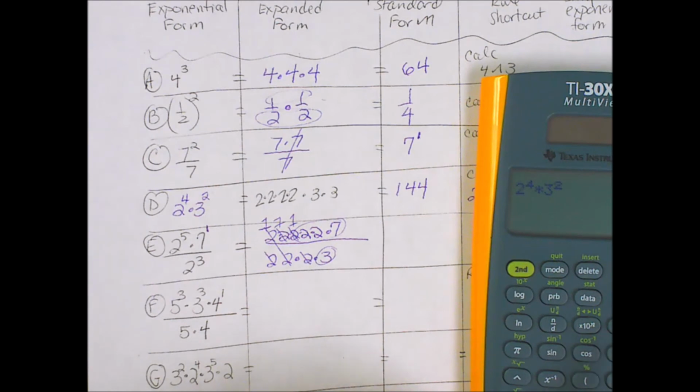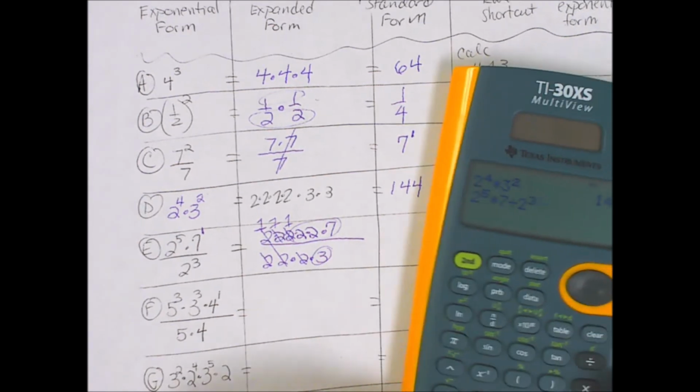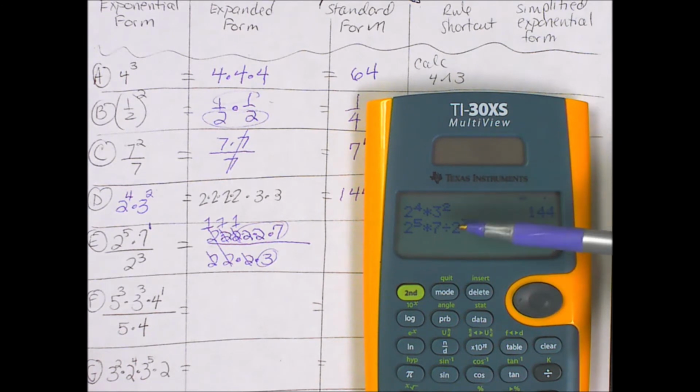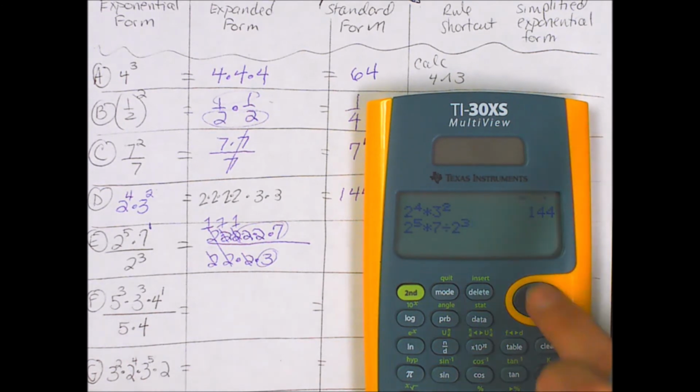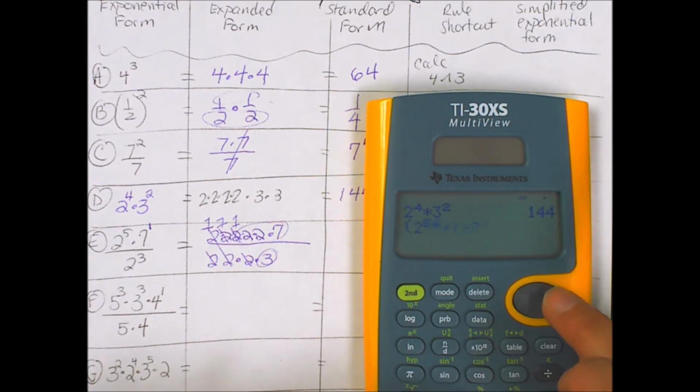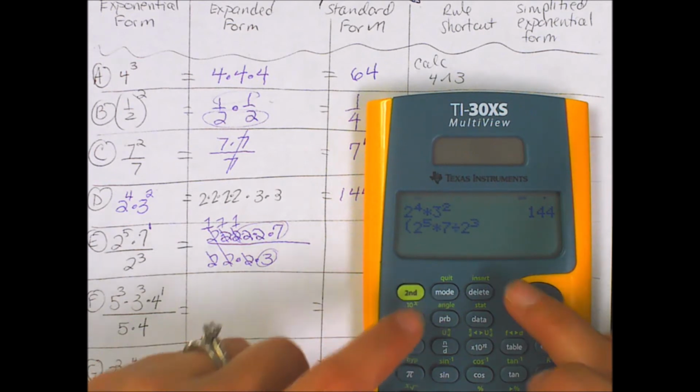I'm going to check my answer in the calculator. 2 to the 5. I'm going to show you something wrong in a second. Divided by 2 to the 3. If you did this in the calculator, especially if you have an older calculator, this is how you would put things in, and it would be wrong. Because in this equation this way, the only thing that's getting divided by 2 cubed is just the 7. If I want to divide the whole top, then I've got to put it in parentheses.